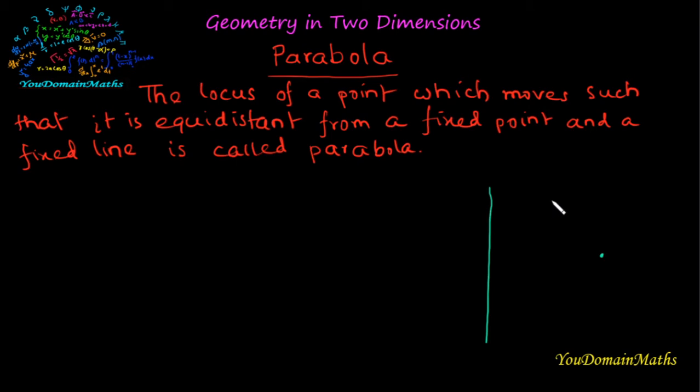Locus of a point: that means suppose this is the point. We find the locus of this point. If this point is denoted by P, then point P is always equidistant from the fixed point and a fixed line. This is the fixed line and this is the fixed point.